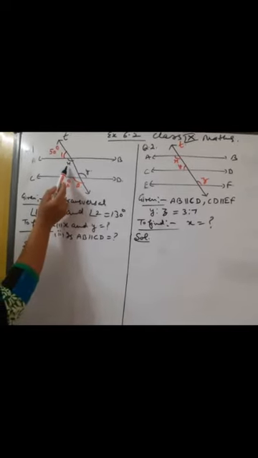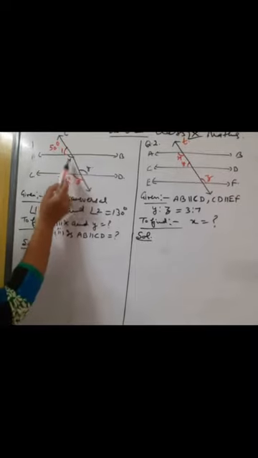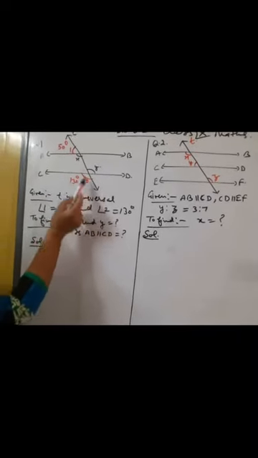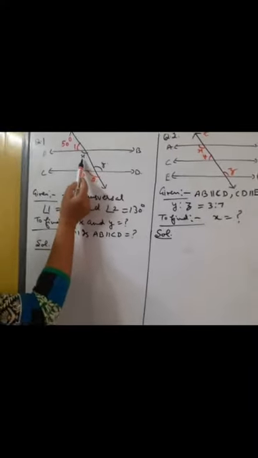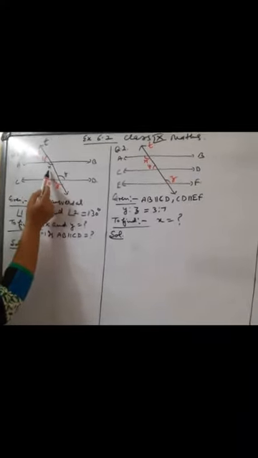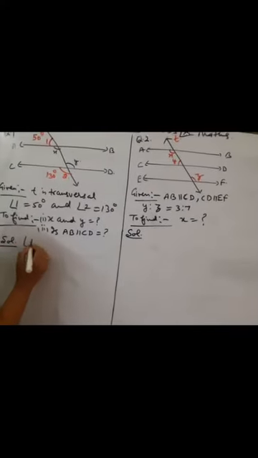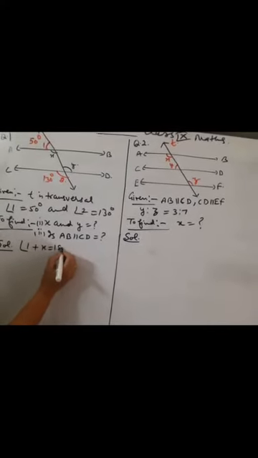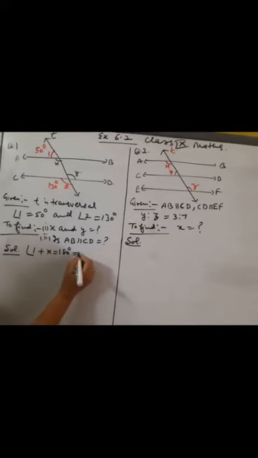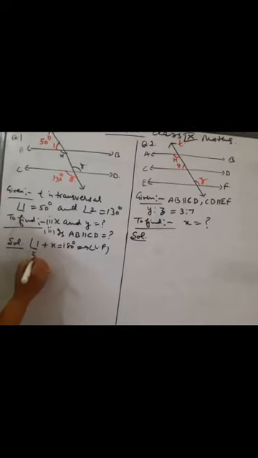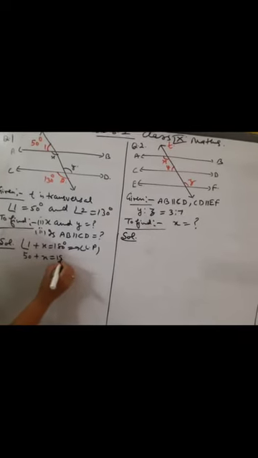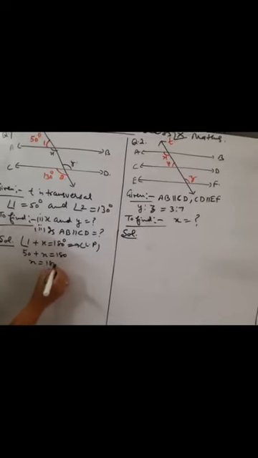First of all, we will find out angle X. This T is a straight line, transversal it is a straight line. First we will find out angle X by linear pair. Angle 1 plus X is 180 degree because it is forming a linear pair. Angle 1 is 50, X will be 180 minus 50, that is 130 degree.